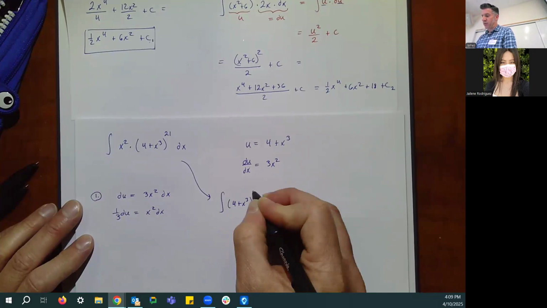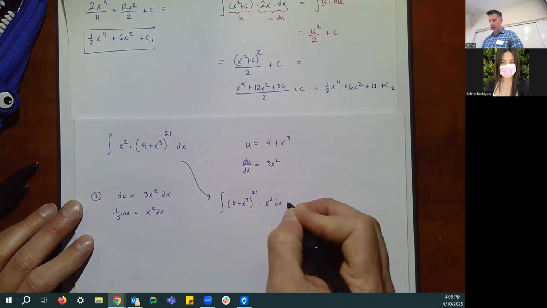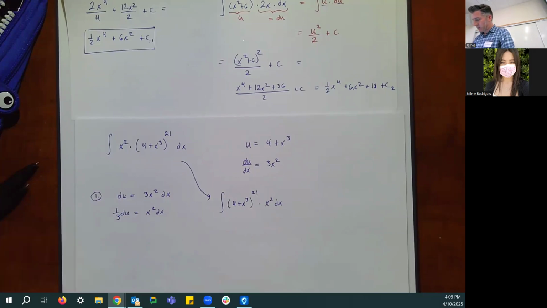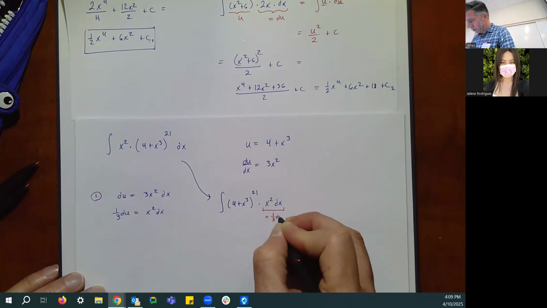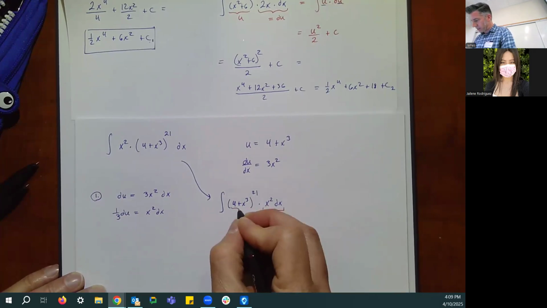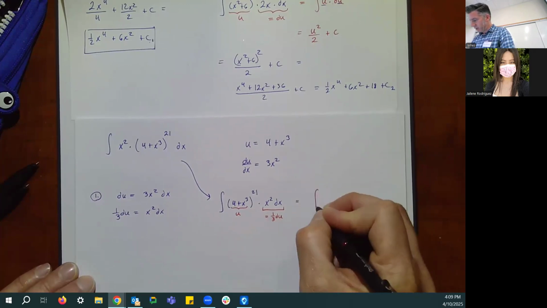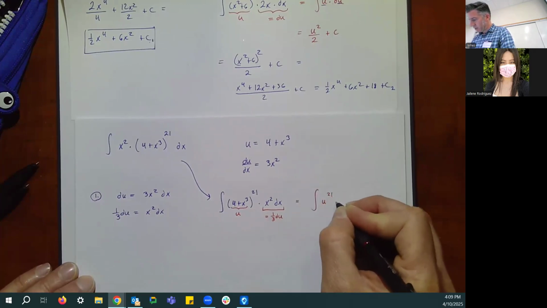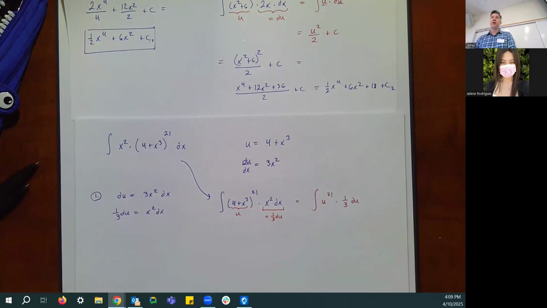I'm going to rewrite it as 4 plus x cubed to the 21st times x squared dx. And then I get to replace the x squared dx with 1/3 times du. And the 4 plus x cubed will be u. This will end up equaling the integral of u to the 21st times 1/3 du. And we would almost always just put the 1/3 out in front of the integral from the get-go. We're going to stop there. We'll come back to it.